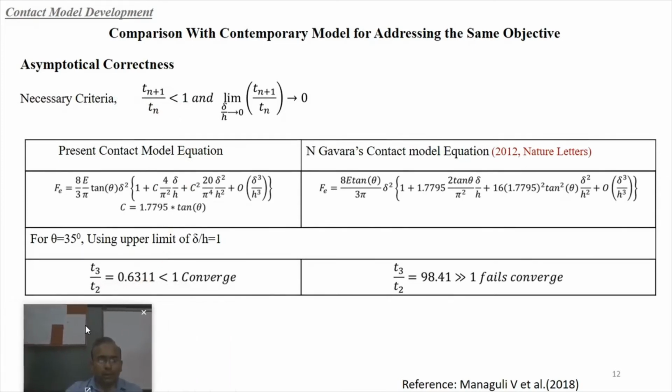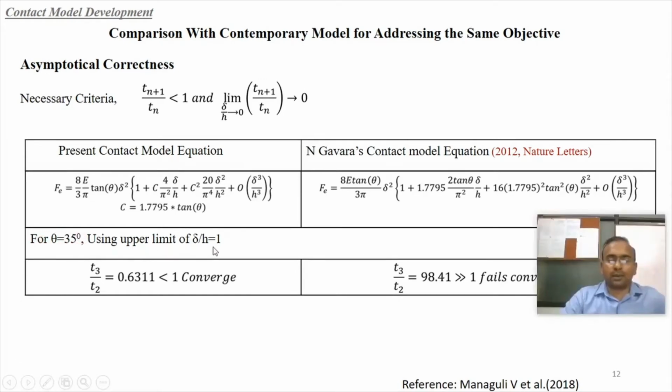So when we took this ratio for a case where we took the upper limit of delta by h as 1 and substituted these values into the equation here, we can evaluate the terms T1, T2, T3, and we can take the ratios T2 by T1, T3 by T2. For this study, I'm showing you here this T3 by T2, and it is satisfying this necessary criterion.